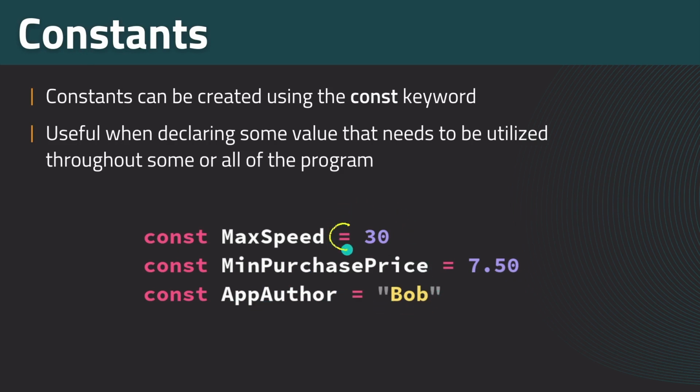Notice that we don't need to use a colon here. We can just assign it directly. And the naming convention for constants is a capital letter for each word. So in C, usually these would be all caps, but in Go, we prefer to just start it with a capital letter.